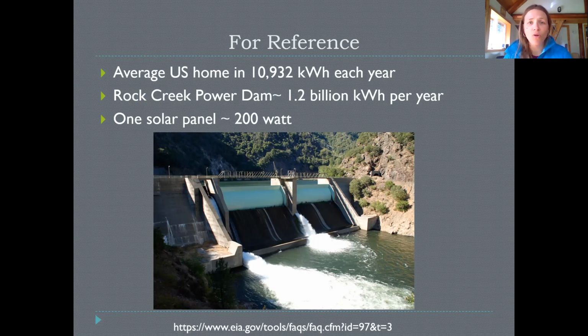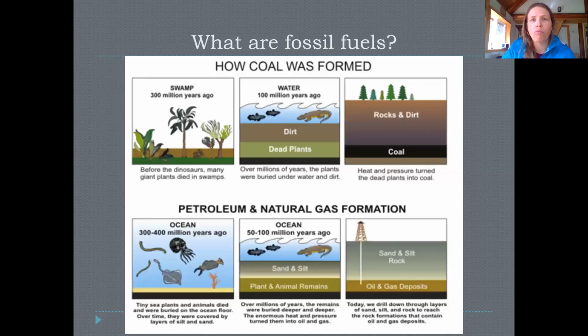And then a solar panel can produce 200 watts, so about 200 joules per second. So anyway, that's a little bit of a reference. Obviously something like a power dam has a much greater ability to produce power than a single solar panel. We would need a lot of solar panels to do the same work that a hydropower dam can do.